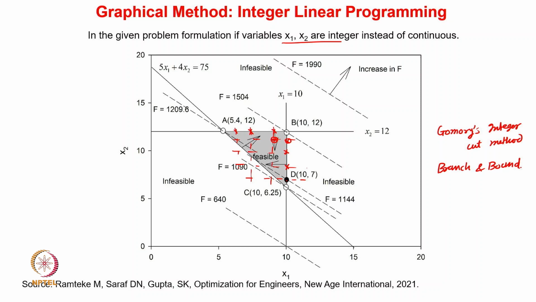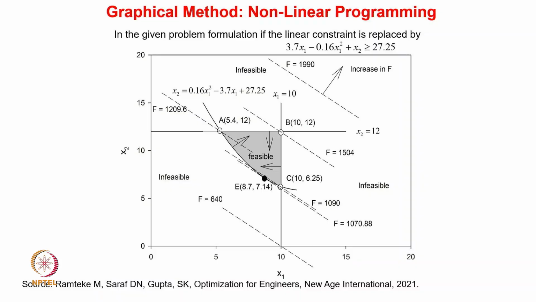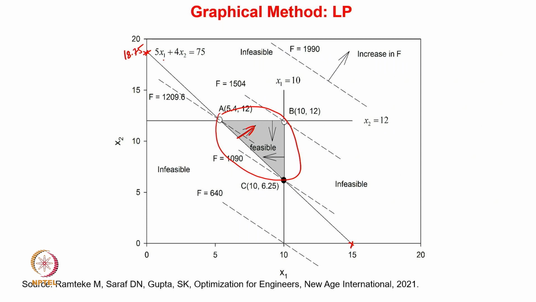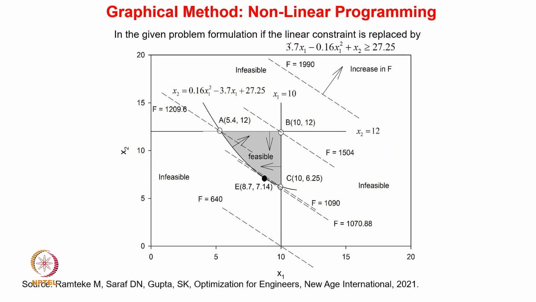Now let's look at the third case, which is non-linear programming. Remember, we said that we have replaced the linear constraint. Earlier we had a linear constraint, which is 5x1 plus 4x2 greater than or equal to 75. That was the linear constraint. Now we are replacing this linear constraint by a non-linear constraint. But while replacing, we are making sure that this starting point here and this ending point here are both the same. We are maintaining these two points the same, and within that we have drawn a non-linear curve, and that non-linear curve has this particular equation. Now with this particular equation, you can see that the starting points are the same.